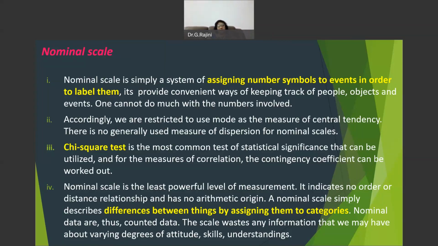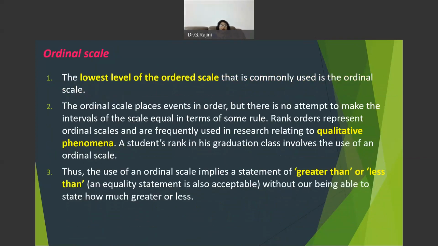Okay, so chi-square test is the most common test of statistical significance that can be utilized, and for the measure of correlation, the contingency coefficient can be worked out for it. So nominal scale is the least powerful level of measurement. It indicates no order or distance relationship, and it has nothing to do with arithmetic origin as well. So a nominal scale simply describes differences which exist between the items by assigning them to a particular category, and thus counts data. The scale ignores any information that might vary with the degrees of attitude, skills, and understanding. Next comes ordinal scale.